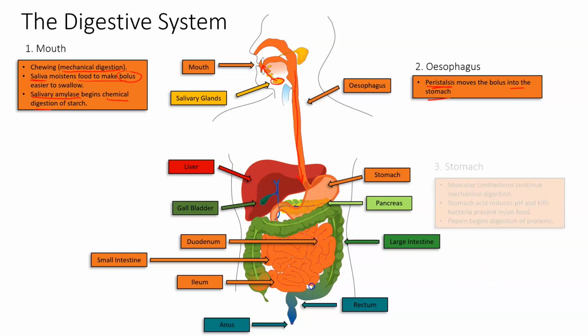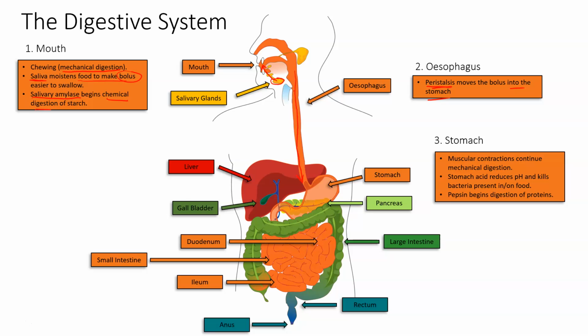Okay. The stomach is the next stop for the food, and so muscular contractions continue the mechanical digestion within the stomach. Stomach acid reduces the pH, and the pH of the stomach is around 2, which greatly reduces the pH of the food at this point, because the pH of the mouth is typically around 7.5. That reduced pH serves two purposes. One, it kills any bacteria that might be present in or on the food to help keep you safe and safeguard you against foodborne pathogens.